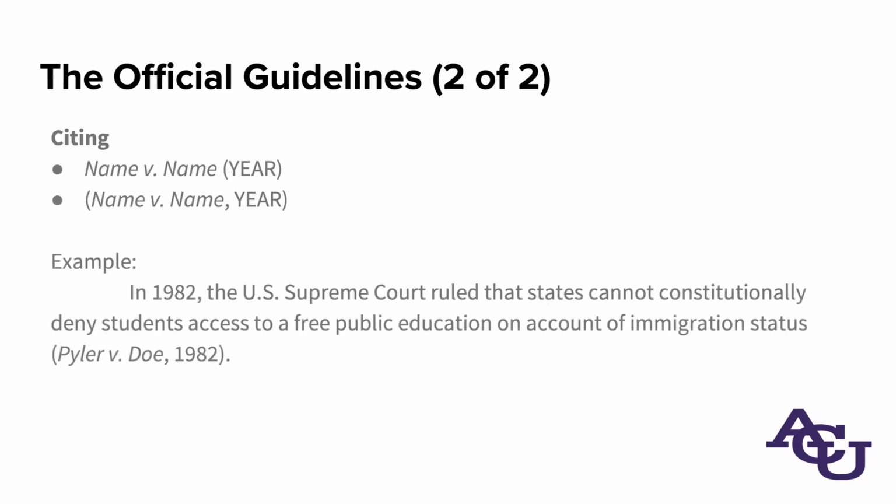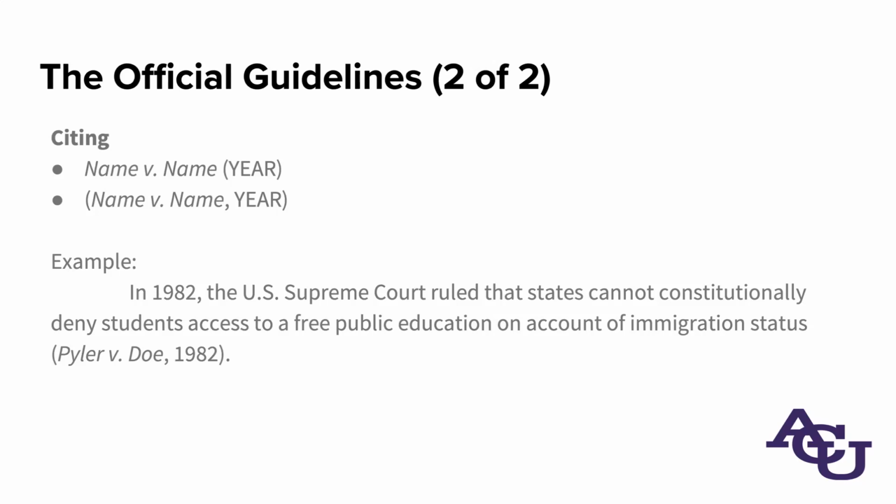Well, I mentioned Plessy versus Ferguson, Brown versus Board of Education. It is really that simple. Name, the period, name, and then the year. And if it's a parenthetical citation, same thing. So for example, in 1982, the US Supreme Court ruled that states cannot constitutionally deny students access to a free public education on account of their immigration status. How do I know that? Tyler versus Doe, 1982.